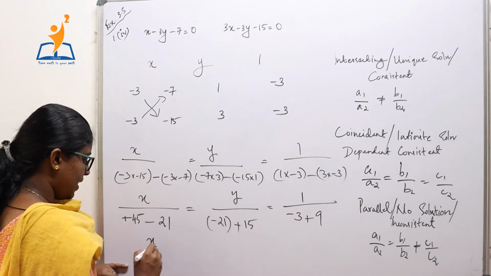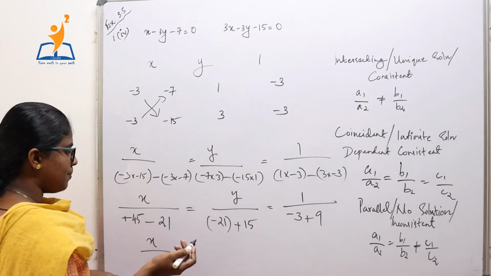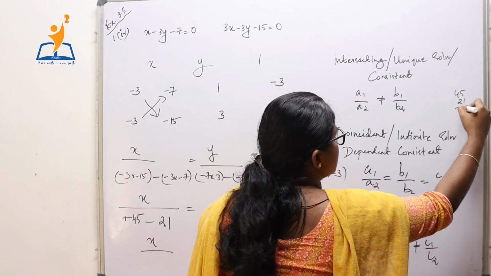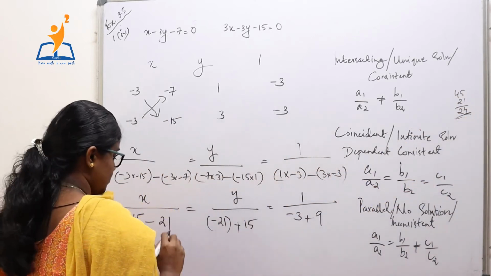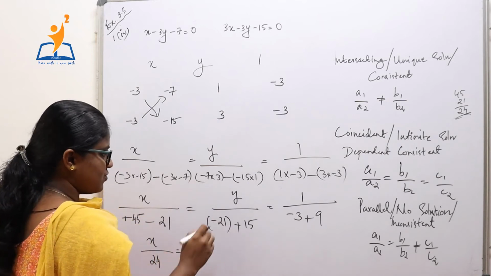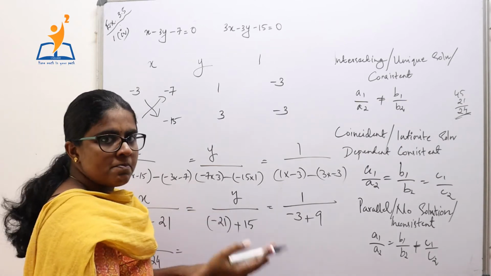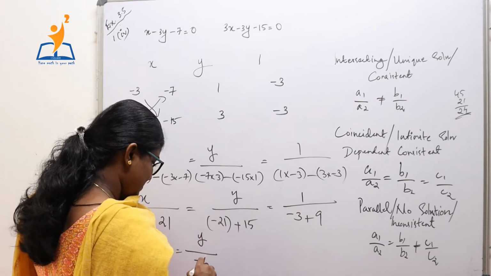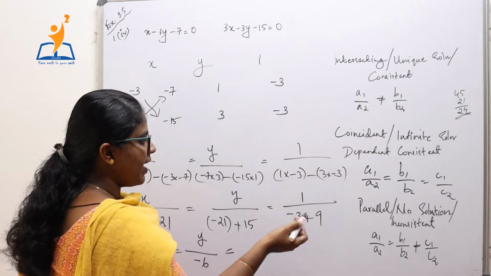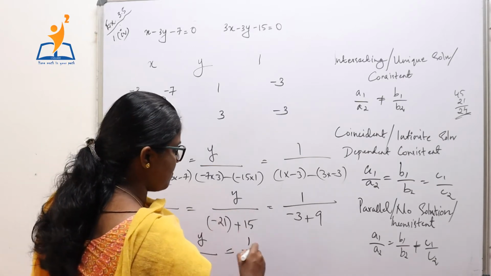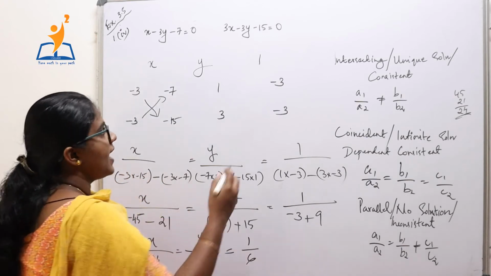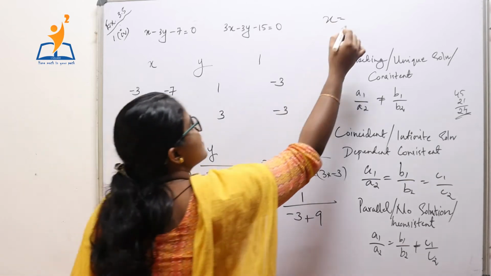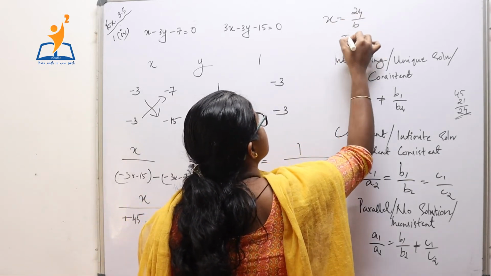Now x by plus 45 minus 21. So we have to subtract 21 from 45, it will become 24. So x by 24 equals to y by minus 21 plus 15. It is y by minus 6 is equal to 1 by minus 3 plus 9 is 1 by 6. So x will become, x is equal to 24 by 6. What is 24 by 6? It is 4.